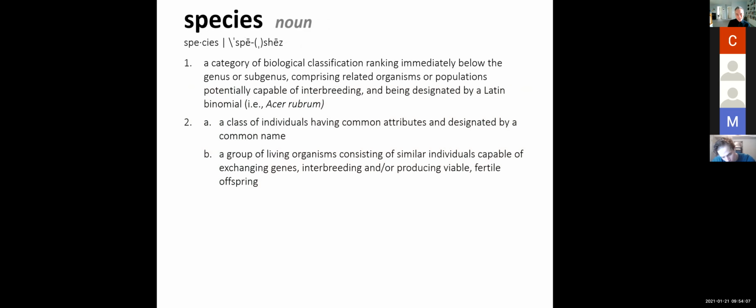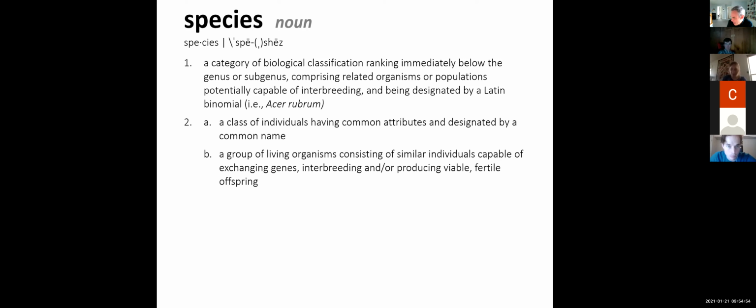All right, moving on. Species. So what is a species? It's a category of biological classification ranking immediately below the genus or subgenus, comprising related organisms or populations potentially capable of interbreeding and being designated by a Latin binomial. When we say Latin binomial, that's the genus and species that we use in Latin to refer to them, like Acer rubrum, which is maple. What kind of maple? Is it just red maple? Red, yes, red maple, correct. So that is a species.